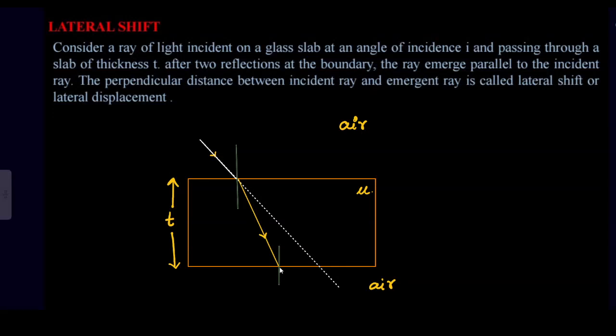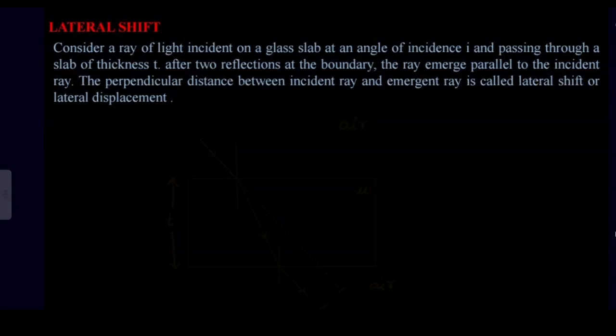So this light ray will move like this, and finally the light ray which comes out is parallel to the previous ray, the incident ray. So these two rays will appear as parallel rays. Understood what I am saying?